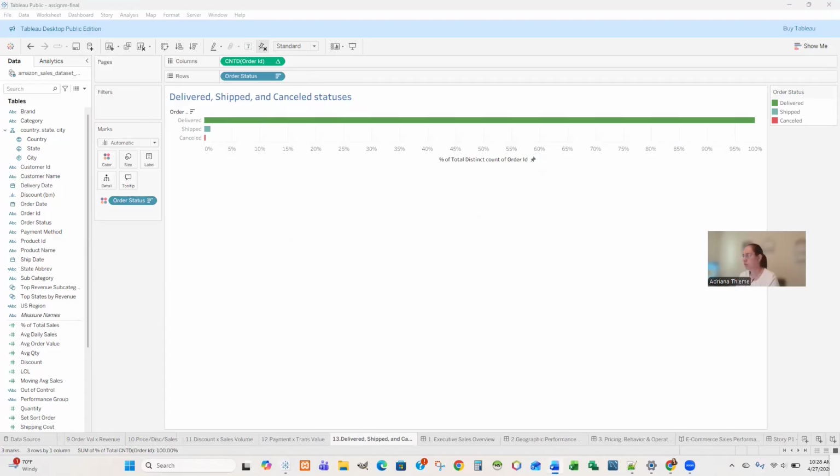Like I mentioned in the beginning, some of this data had to be transformed in order for us to generate this graph. So that's why you can see a very large difference between delivered, shipped, and canceled statuses. But if these were real data, then we can derive from this analysis that performance of the business is strong, as most orders, over 95% of the orders, are being delivered.